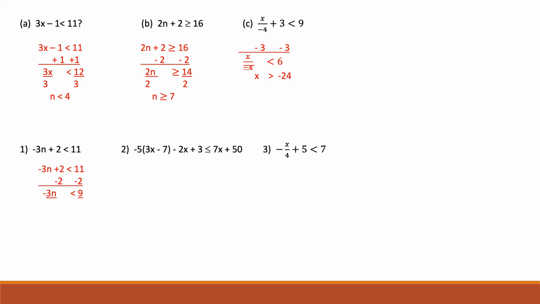And immediately, my hackles go up a little bit. I've got to say to myself, okay, I'm multiplying here by a negative 3, which means I'm going to need to divide by a negative 3. So danger, danger, danger. I've got to remember to switch that sign. Dividing by negative 3, I get n is greater than negative 3 as my solution, because 9 divided by negative 3 is negative 3.